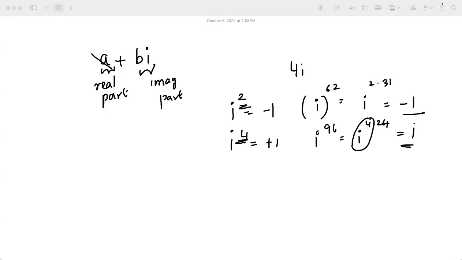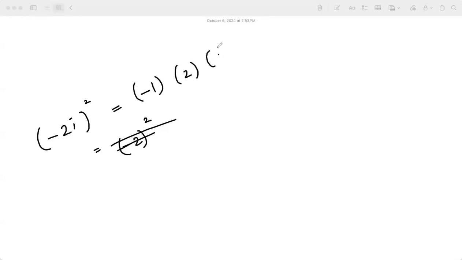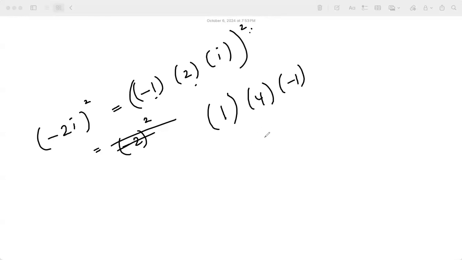Okay, let's try this one. How do I find the square of -2i? How to square it? This becomes (-2i) the whole square, or I can split it nicely. This one is (-1 times 2 times i) the whole square, right? So (-1) squared is 1, 2 squared is 4, and then i squared is -1. So the answer is -4. Any questions, guys?